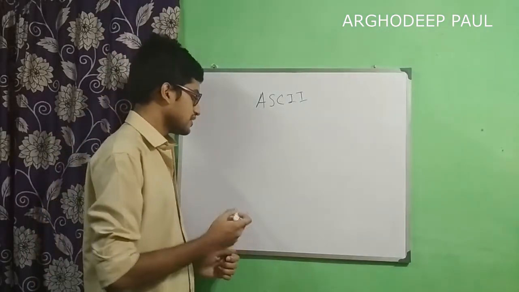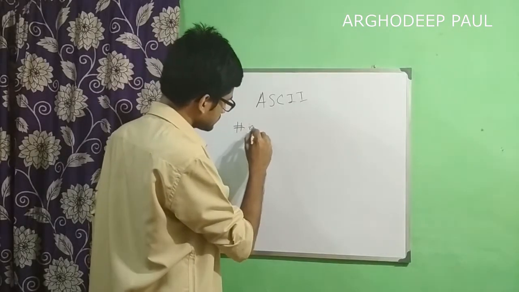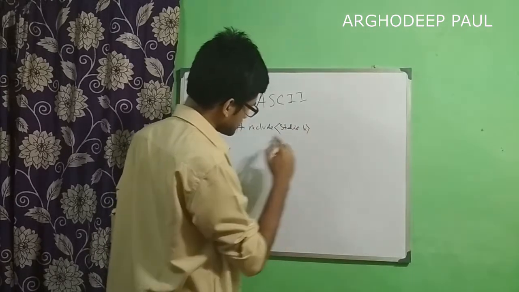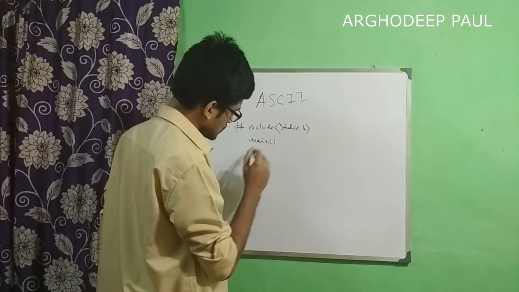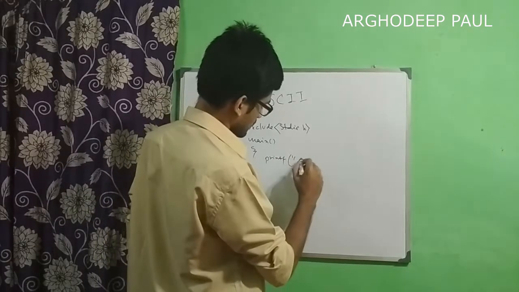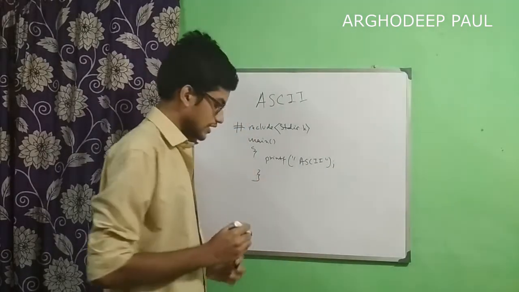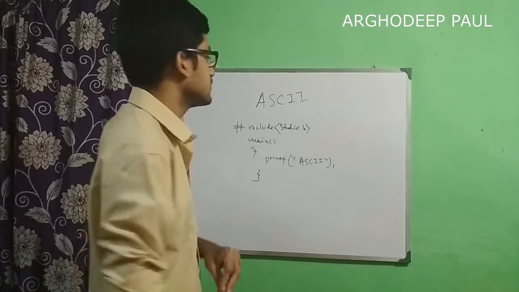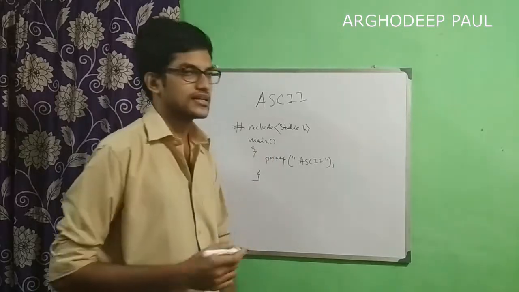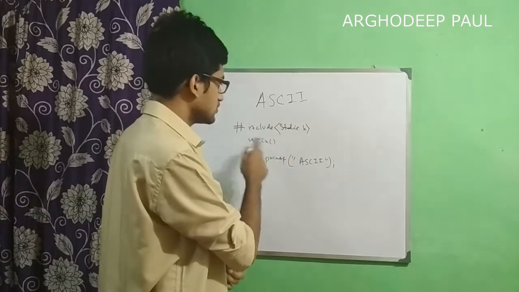So let's say you are writing something, a program. As you can see, this is a basic C program. Here we have used this hash, or preprocessor. It is a special character. Then we have include.